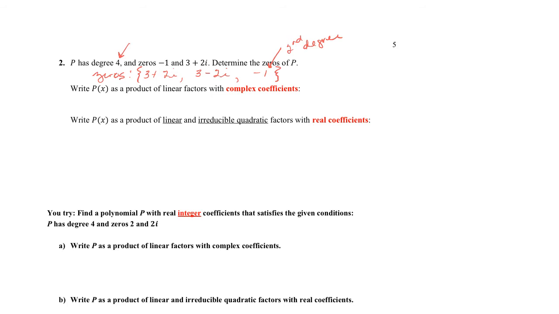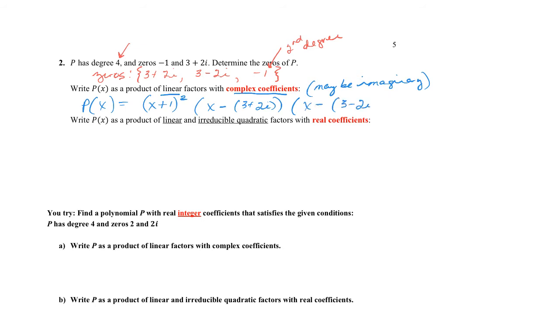And then we're supposed to write this as a product of linear factors, so everything first degree, with complex coefficients, which means that your coefficients may be imaginary. They don't have to be, but they can be. So anytime you're required to have all linear factors, you have to include the option that they can be imaginary. So p of x equals, I'll write the real one first. So x plus 1, because if the zero is at -1, then the factor is x plus 1. We already said this one is the one that has to be to the second degree. The second is x minus 3 plus 2i, and then finally x minus 3 minus 2i.